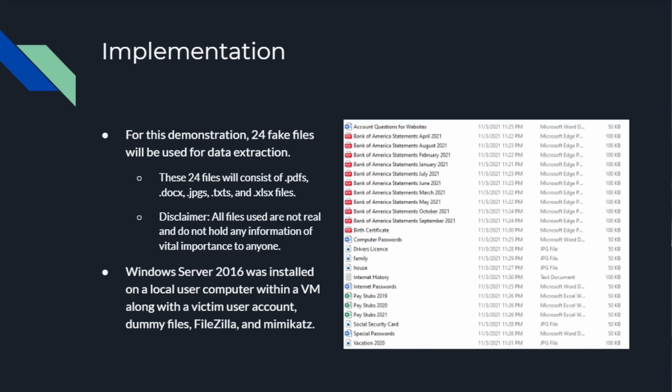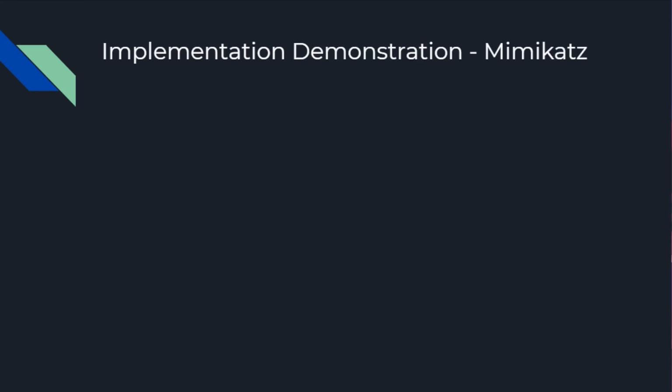Okay, now on to implementation. For this demonstration, we are going to take 24 fake files as seen on the right side of the screen here, which will be used for data extraction. These 24 files will consist of PDFs, docx files, JPEGs, TXTs, and XLSX files. These are all files that are not real and do not hold any information that's important. Windows Server 2016 was installed on a local user computer with a VM along with a victim user account, dummy files, FileZilla, and Mimikatz.